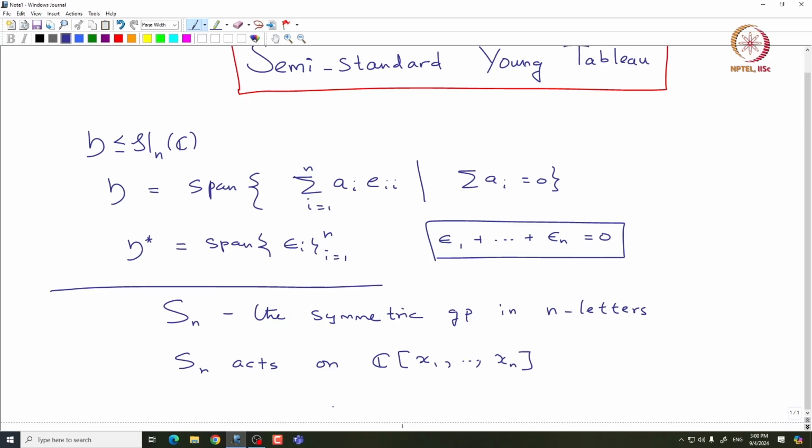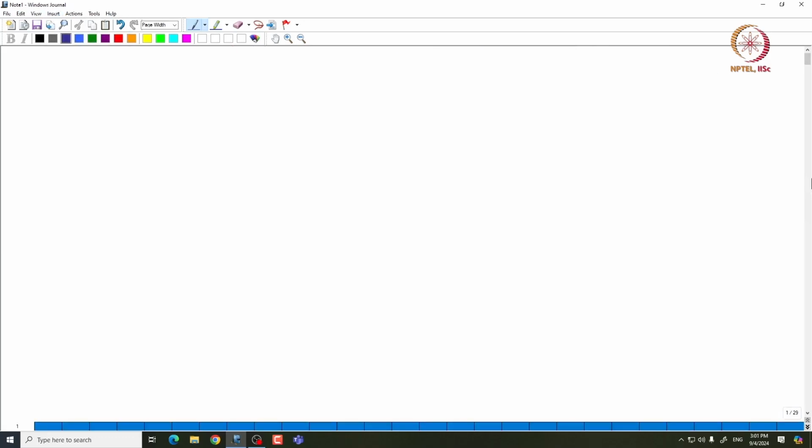So, let us use this shorthand notation for a given alpha, which is inside Z plus power n. We denote x power alpha as follows: let us say alpha is given by some k1 etc. kn tuple of non-negative integers, then x power alpha is denoted by x1 power k1 etc. xn power kn. In the literature, these alphas are called compositions.